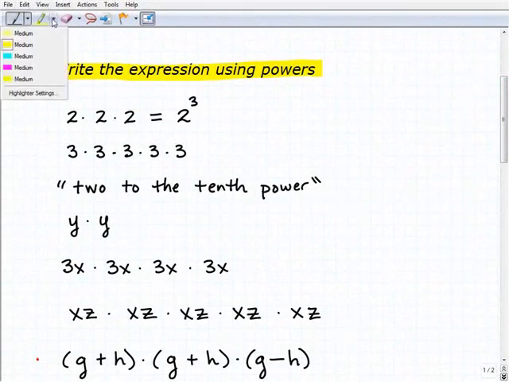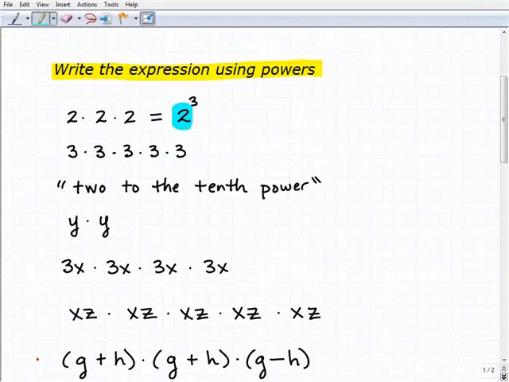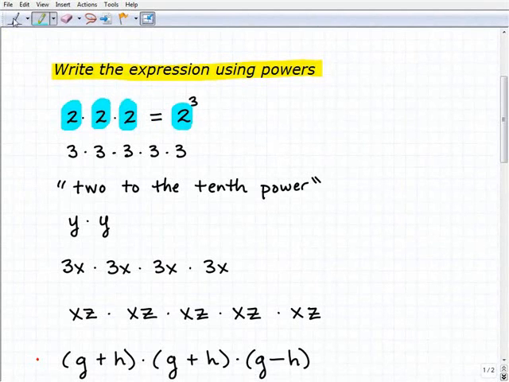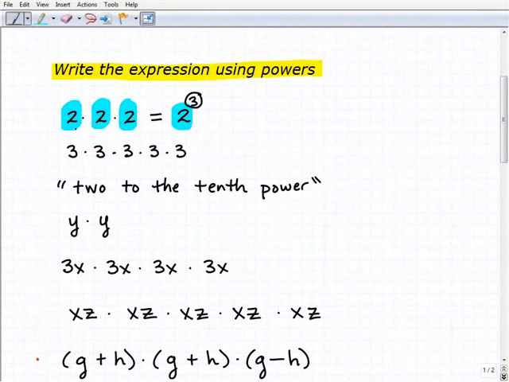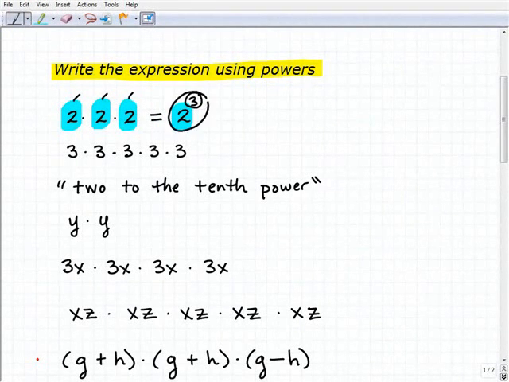Remember, the 2 is called the base, and it represents what we're multiplying. And the 3 right up here, that's called the exponent. That indicates how many times we're multiplying whatever we're multiplying, how many times we're doing it. So here we're doing it 1, 2, 3. We're taking 2 and multiplying it by itself 3 times. So 2 cubed, or 2 to the third power, is the way we would write that. And this is a power.